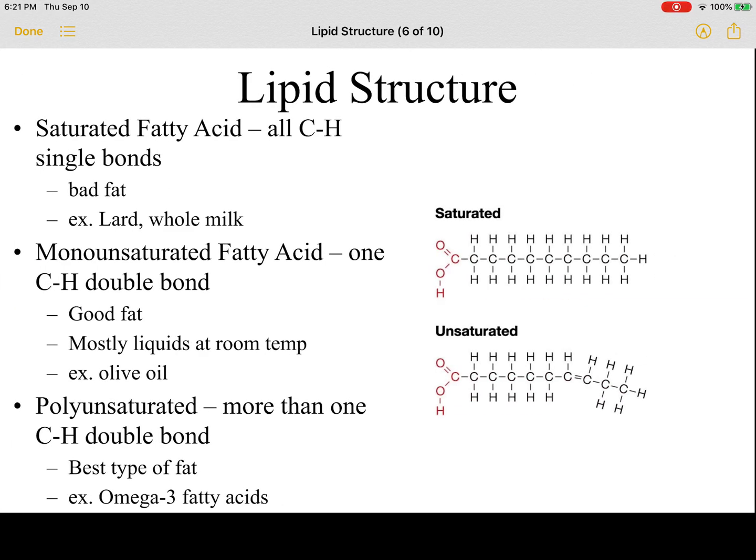All right, so let's talk. What's the difference in saturated and unsaturated? Okay, so if it's a saturated fat, we said this is solid at room temperature.